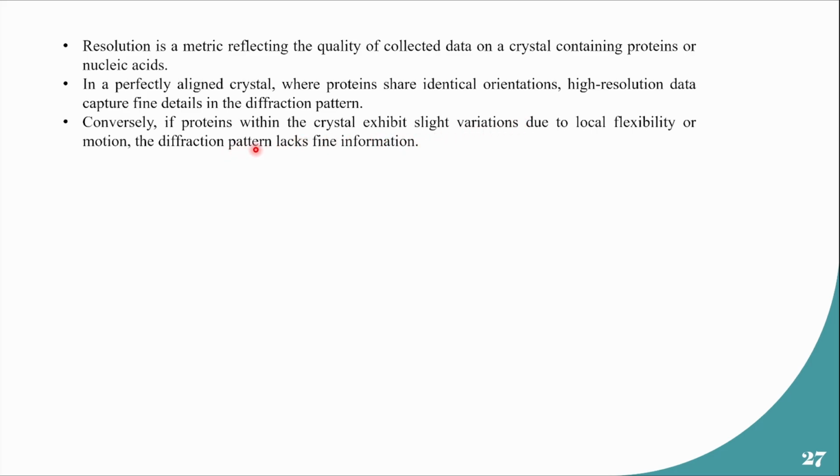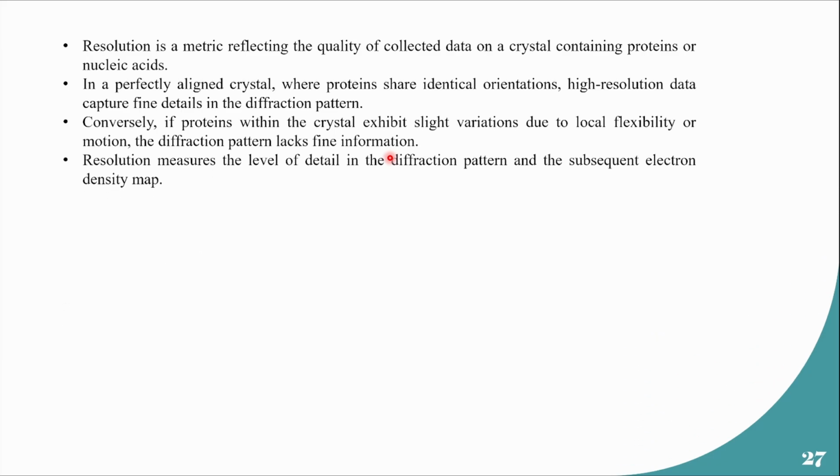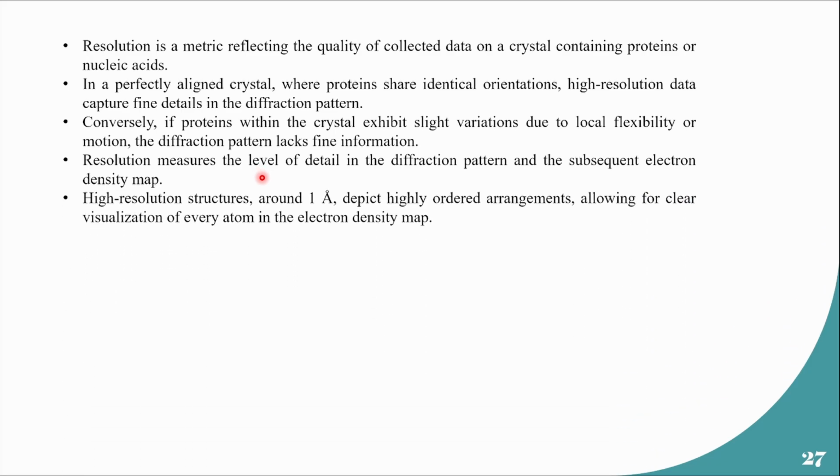So the diffraction pattern will lack the fine information within it, right? And the resolution is basically a measure of the level of detail of this reflection pattern in the subsequent electron density map. Now, around 1 angstrom, you will see the structures that will be present. Basically, those will have very high resolution.